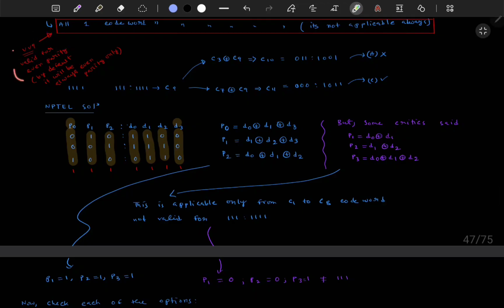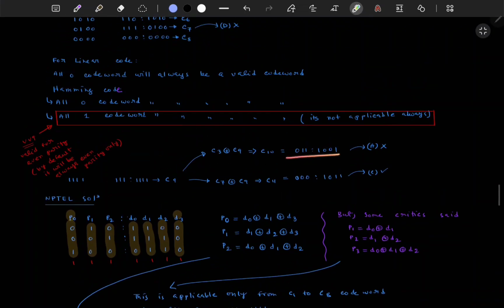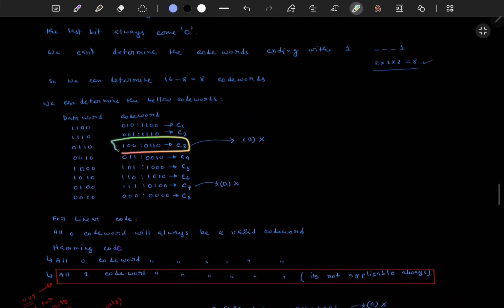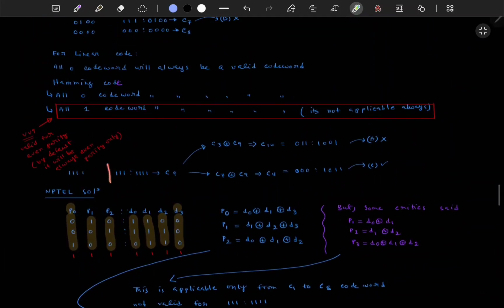Now this is a very important point, valid for even parity, and by default it will always be even parity only. Now this all one code word is like this, so it is a valid one. So if we do C3 XOR this, suppose this is C9, then we will get something ending with 1. Suppose this is C3 and this is C9, so if you do XOR, you will get this.